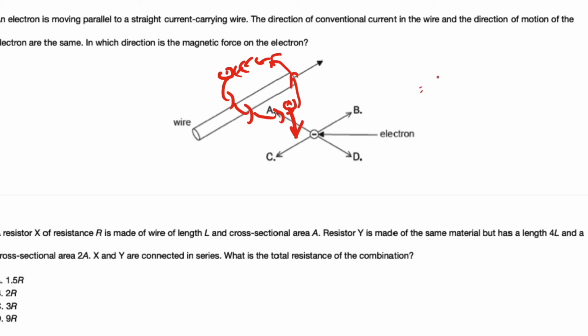So current I is in this direction. Magnetic field is in this direction. Magnetic field is pointing downward. So I'm just going to say magnetic field is pointing downward. And then you can find the direction of the force will be pointing in the direction as shown by A, but because it is an electron, you need to reverse the direction. So F will be pointing in the direction shown by D.